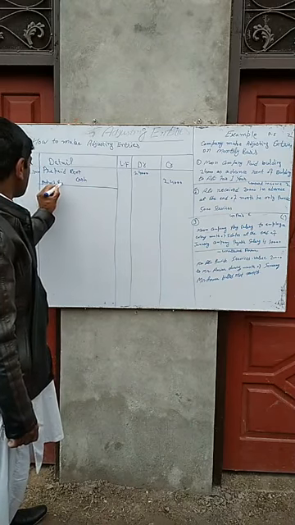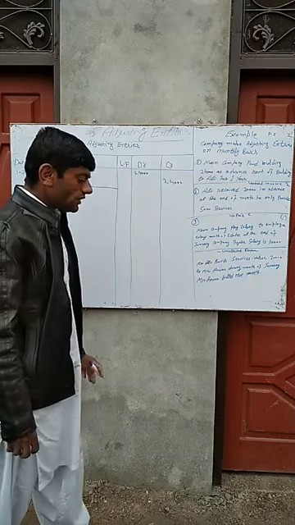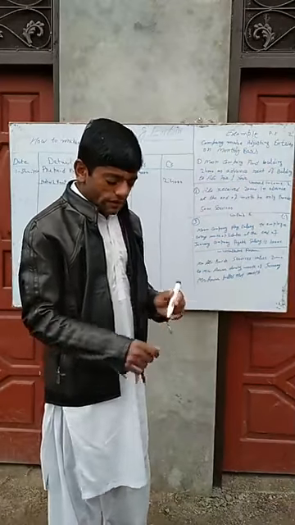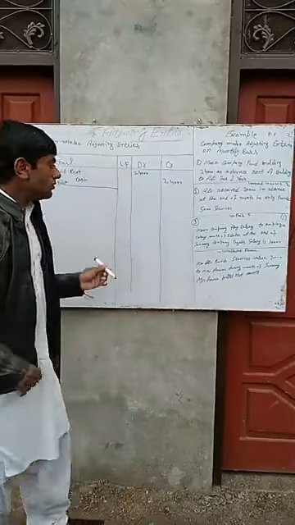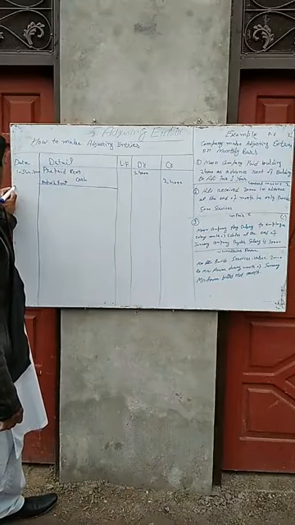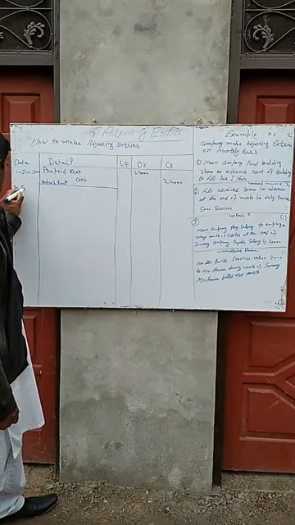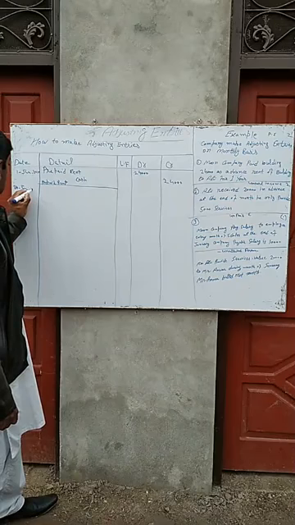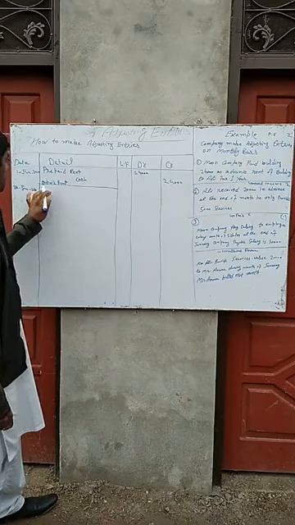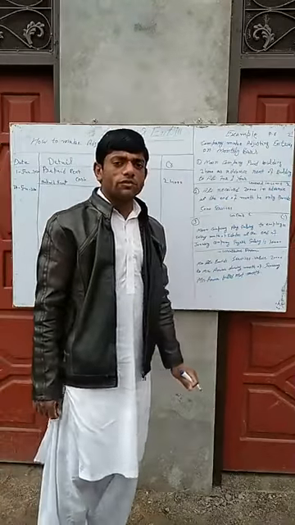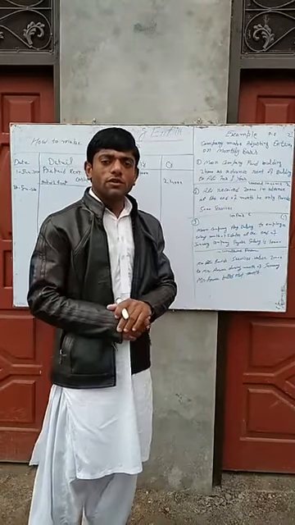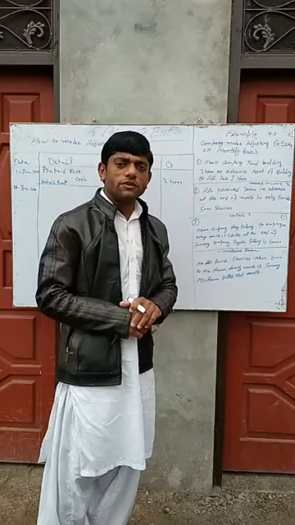Prepaid rent. So now the company was making an adjusting entry at the end of every month. At the end of January, the company makes the adjusting entry of prepaid rent because the company paid 24,000 rent for the full year. So the company makes the adjusting entry on a monthly basis.